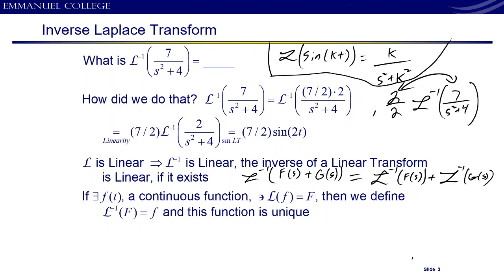Now, this looks almost like a footnote, but it's very important. So if there exists a continuous function f such that the Laplace transform of f is equal to capital F, then we define the inverse Laplace transform of capital F as lowercase f, and this function is unique. Maybe I need to emphasize this. A continuous function has a unique Laplace transform. That's going to be key here in a minute.